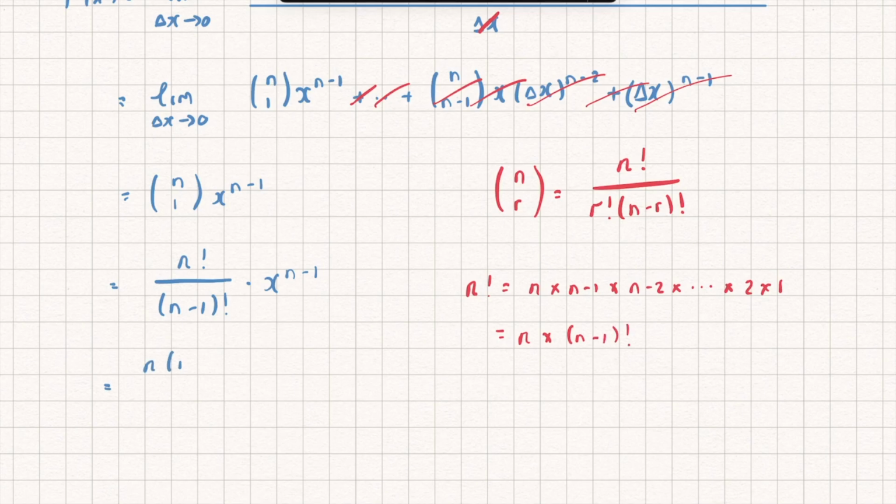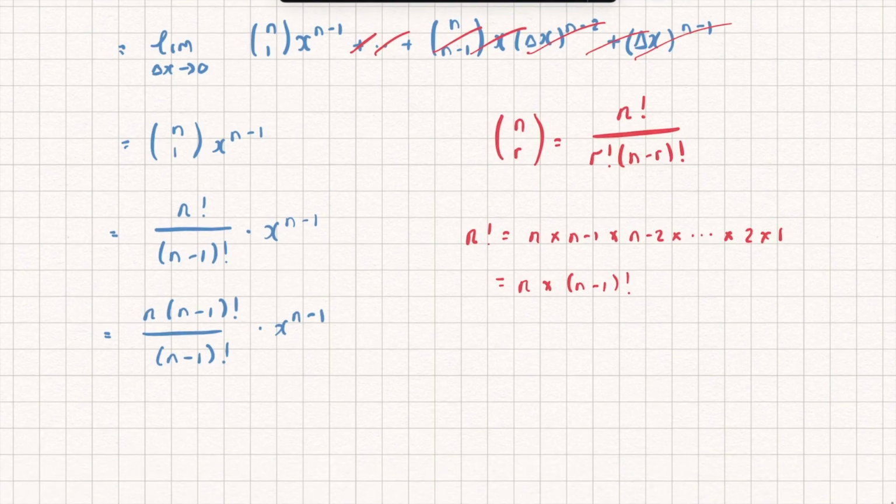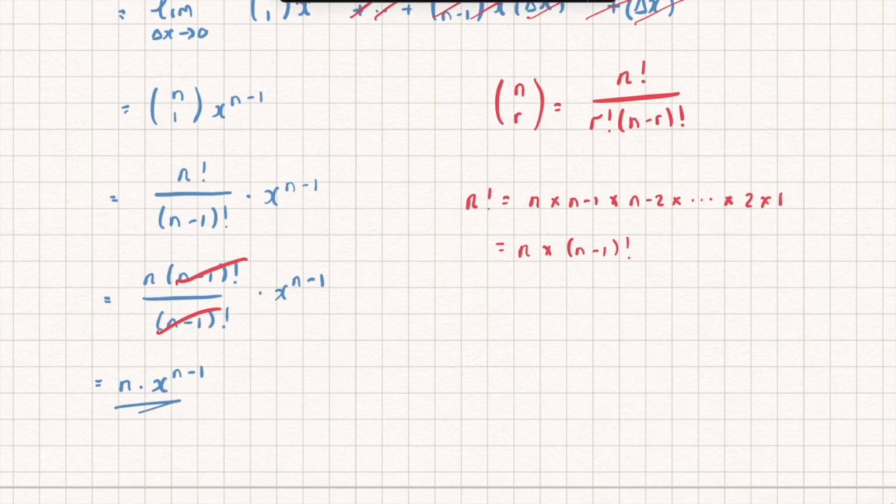So let's write it like that. So I've got n multiplied by n minus 1 factorial over n minus 1 factorial, and that's multiplied by x to the power of n minus 1. Now these two things cancel out, and we get left with what we were looking for, n multiplied by x to the power of n minus 1. And you can see we've got the derivative of x to the power of n.